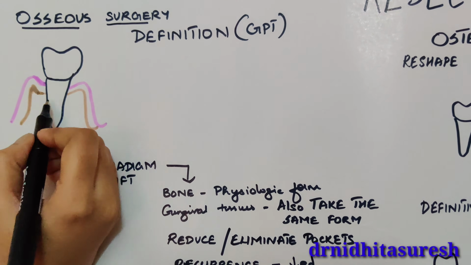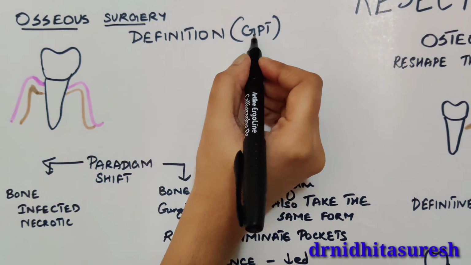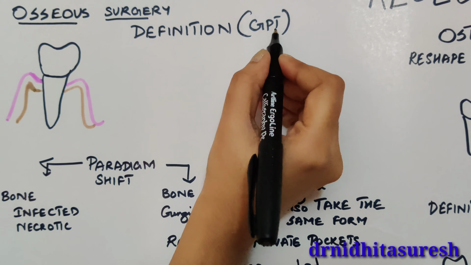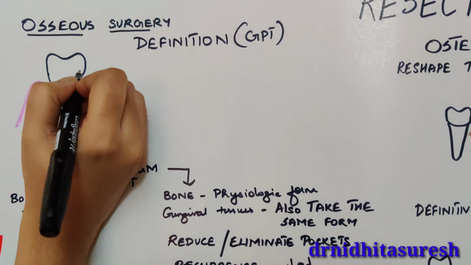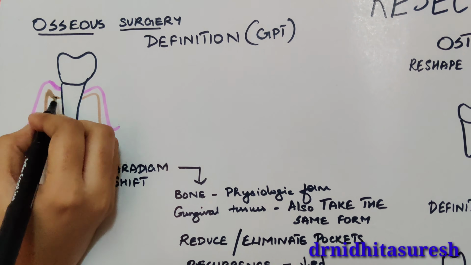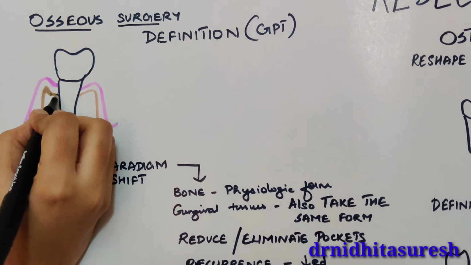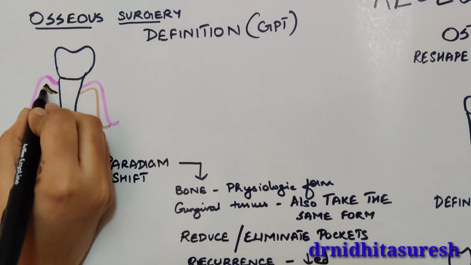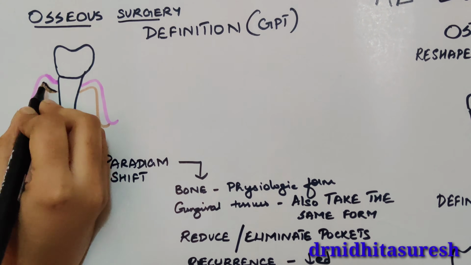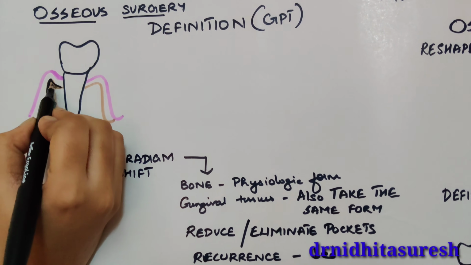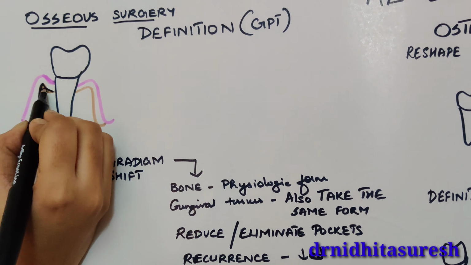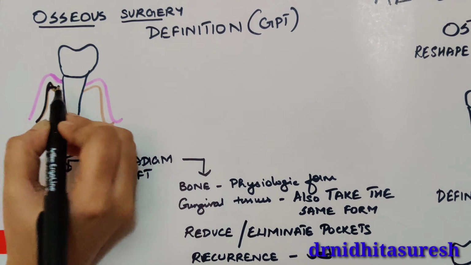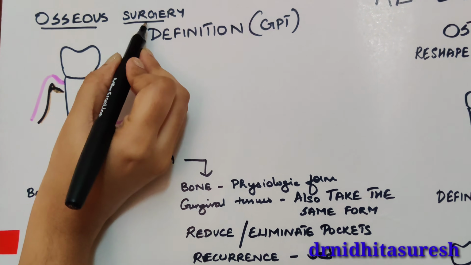Now coming to the definition which is given by the GPT, Glossary of Periodontal Terms. Osseous surgery is nothing but periodontal surgery involving modification of the bony support of the teeth. So this one is the bony support of the teeth, and you are doing a periodontal surgery to modify this bony support of the teeth. Then this is called osseous surgery.